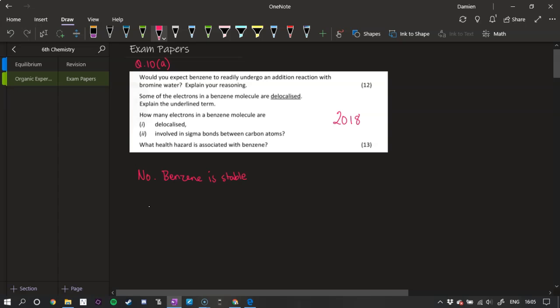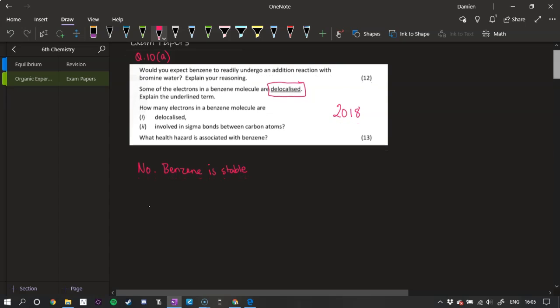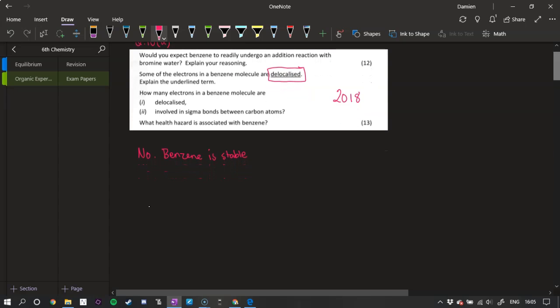Some of the electrons in the benzene molecule are delocalized, and it asks you to explain the underlying term. So it's a very quick explanation, but let's try and figure out what it means when it says it's delocalized. So for example, let's have a look at what the benzene molecule actually is.